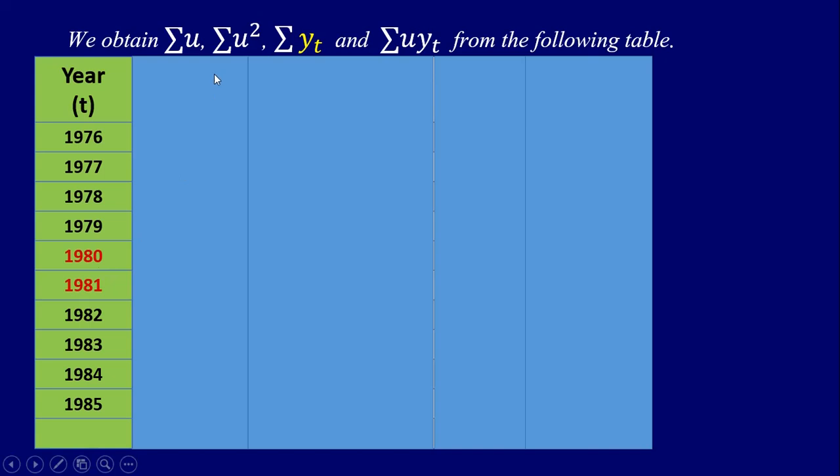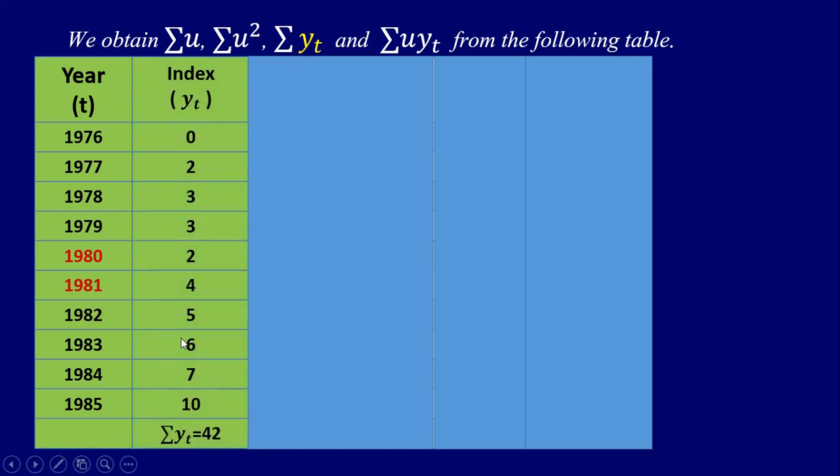Now the second column is for the variable y, which is for index. The index denoted by yt has these values given: 0, 2, 3, 3, 2, 4, 5, 6, 7, 10, and adding all these values we get summation yt. It is also called sigma yt. Summation yt is equal to 42. We get this value from the given data. Now we require the other values, summation u square and summation u yt.